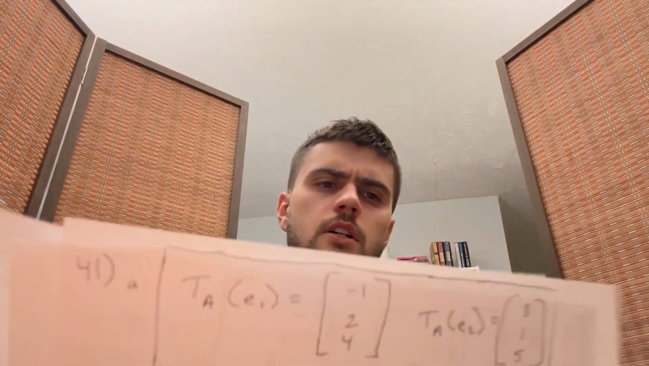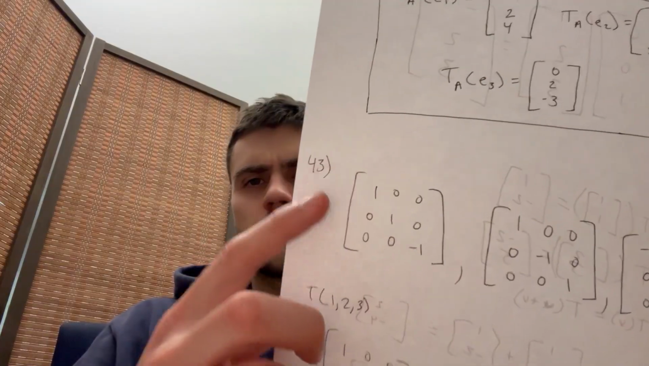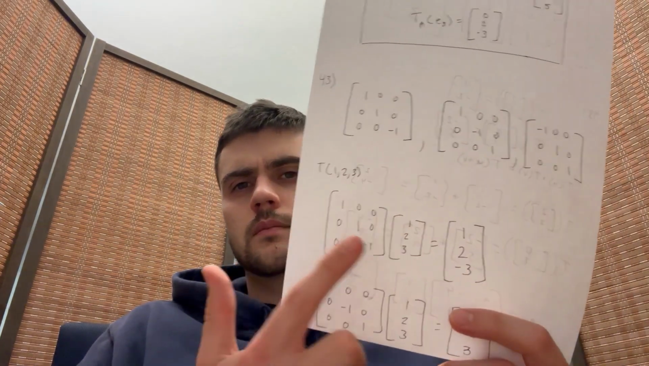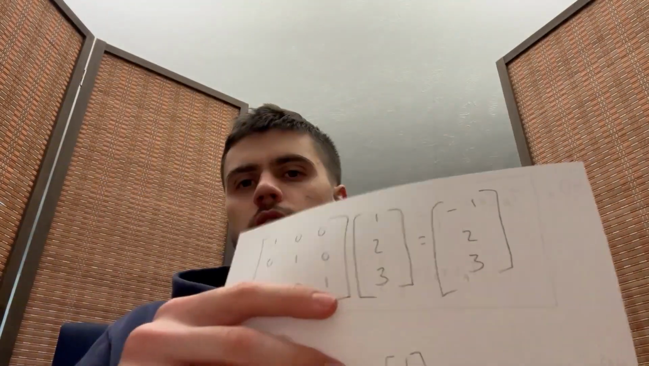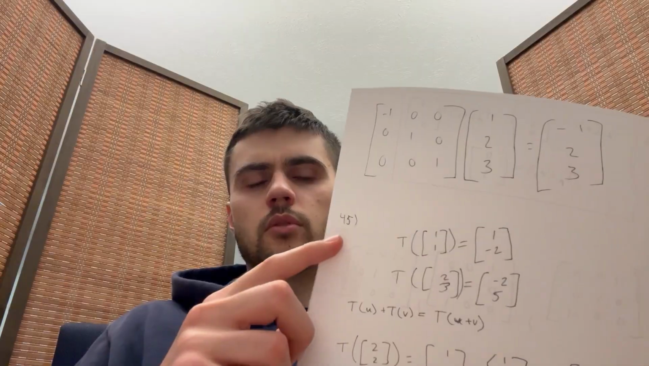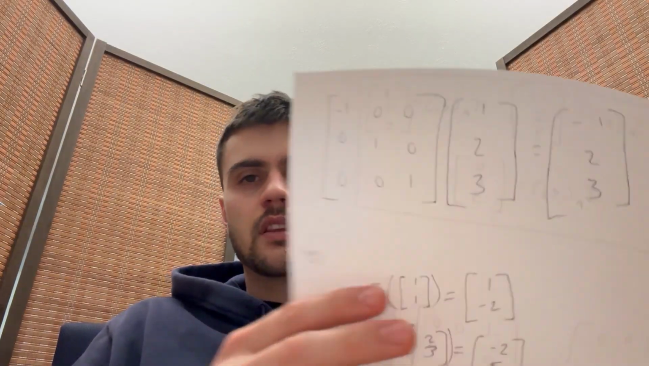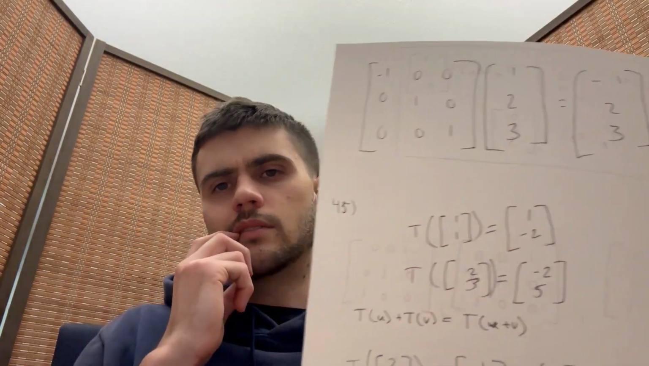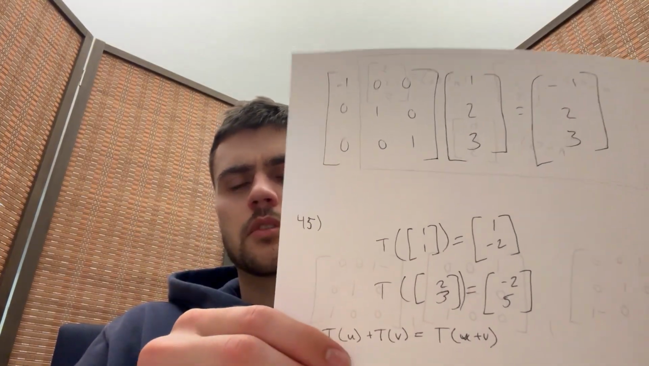All right, I ripped through some problems here. Finished up problem 43, which was about reflecting over the xy, xz, and yz planes, given a vector 1, 2, 3. And then 45 was given these two transformations, find the standard matrix, and I was actually pretty happy that I was able to figure this out.